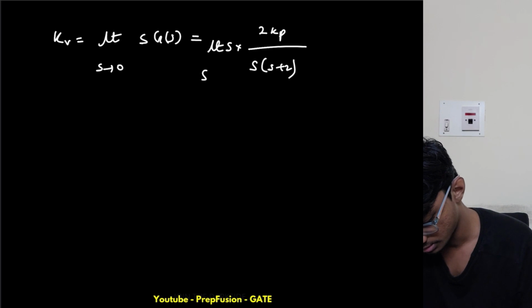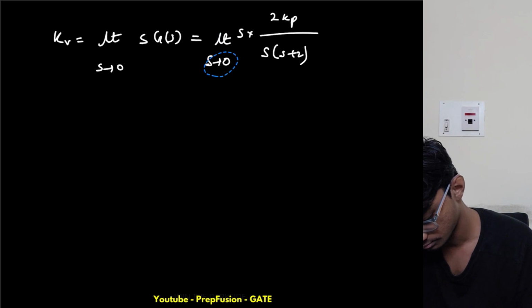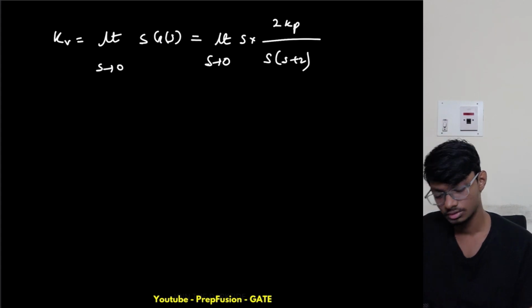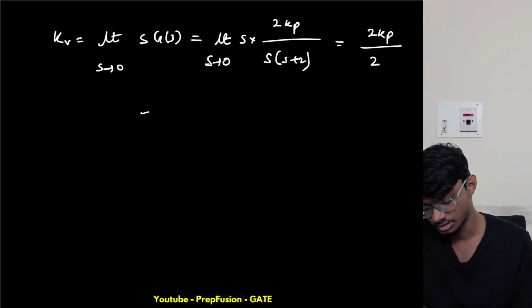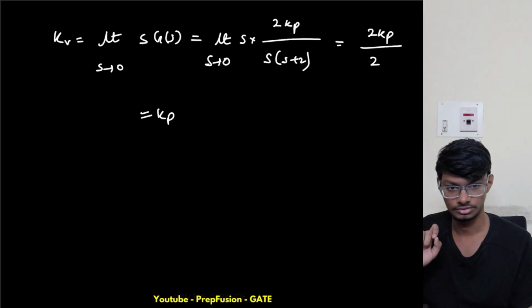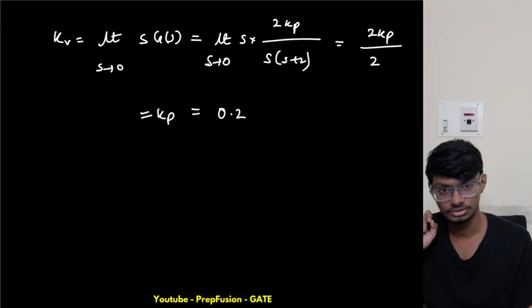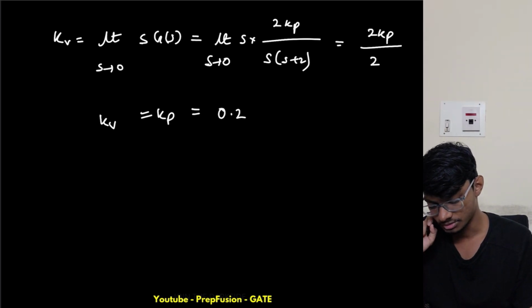and this is the limit s tending to 0. Now if I cancel this one out and put s equal to 0, what do I get? I get 2 Kp over 2 itself, which is equal to Kp itself, right? So which is equal to my 0.2 steady state error. So my velocity error coefficient equals this one.